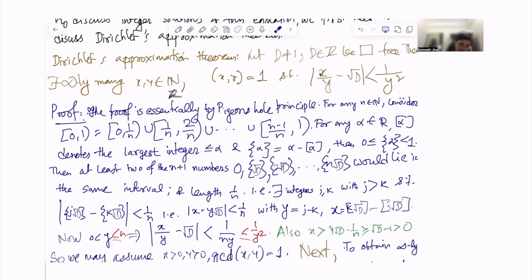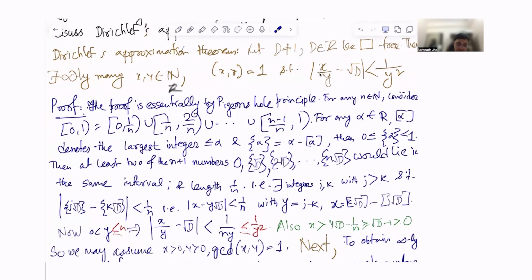So ultimately you get |x by y minus root d| strictly less than 1 by y square. Also, you have |x minus y root d| strictly less than 1 by n. So if you remove the modulus, minus 1 by n is strictly less than x minus y root d. So x is greater than y root d minus 1 by n. But y is greater or equal to 1, so y root d is greater than root d, and 1 by n is less than or equal to 1. So this is strictly greater than root d minus 1, which is positive. So x can be chosen to be positive.